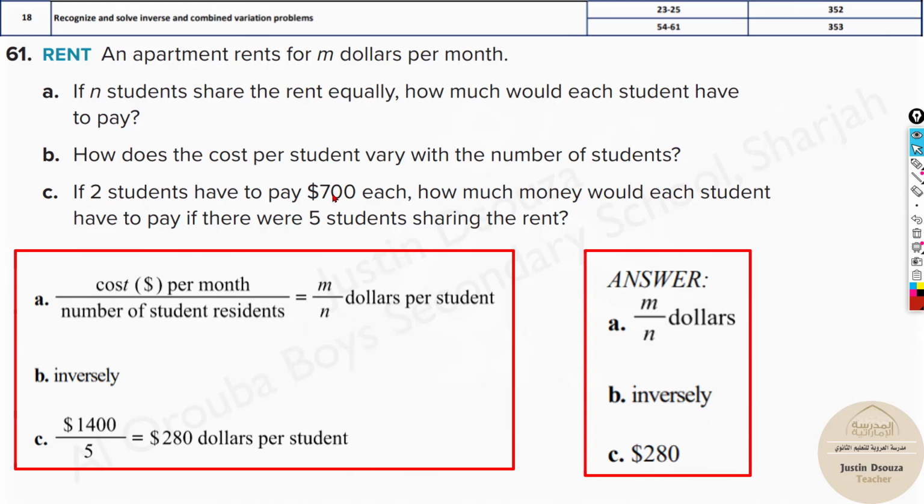And if two students have to pay 700 each, how much would each student have to pay if there were five students sharing the rent? Now they have told two students are paying 700, means what's the total rent? It will be 1400. Don't write 700 here, but because two students are paying 700 each, the total would be 1400. Now if five students are sharing, it'll be 1400 divided by 5, that is $280 per student. So that's how we do it.